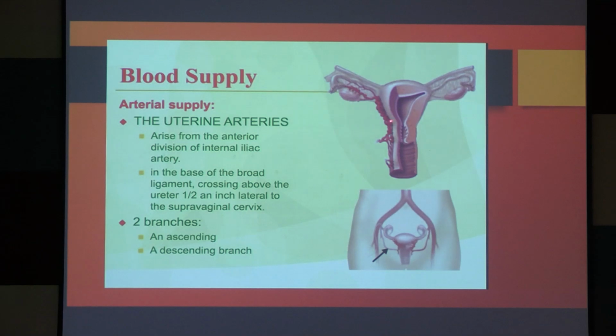You know, it is tortuous. Why is it tortuous? Because during pregnancy, the uterus will enlarge. This tortuosity will be lost, so that it will accommodate the enlarging uterus. To accommodate the enlarging uterus, the uterine artery is tortuous.